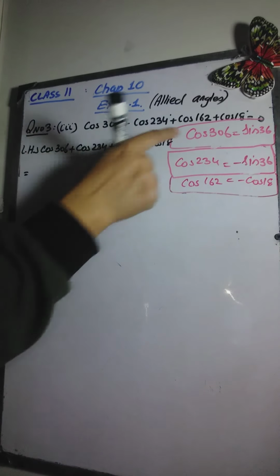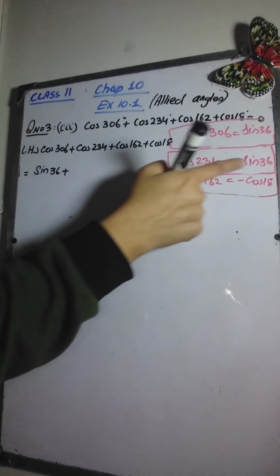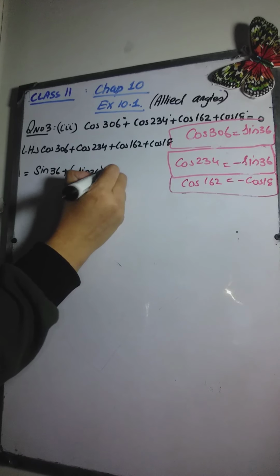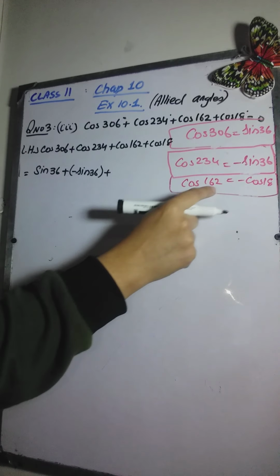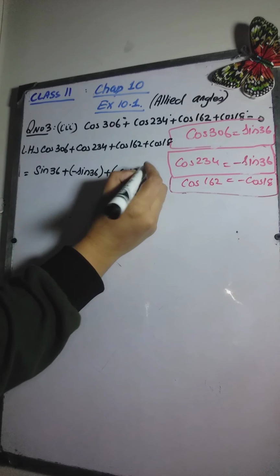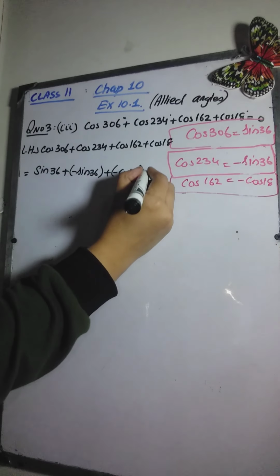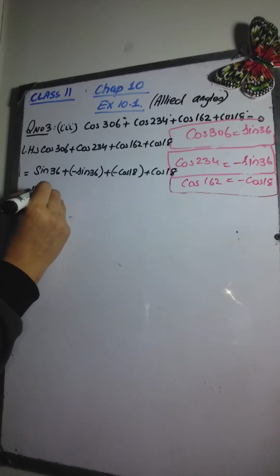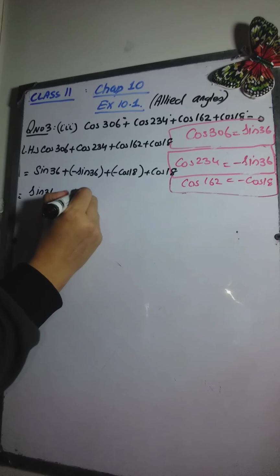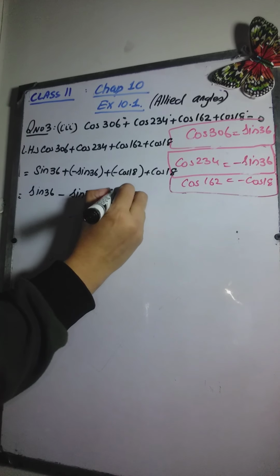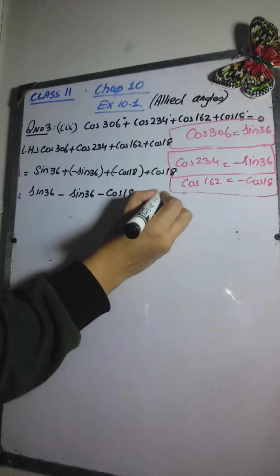Cos of 306 was equal to sine 36, so I am going to replace it by sine 36, plus cos of 234 is equal to negative sine of 36, plus cos of 162 is negative cos of 18, plus cos of 18. Now this will be equal to sine 36 minus sine 36 minus cos of 18 plus cos of 18.